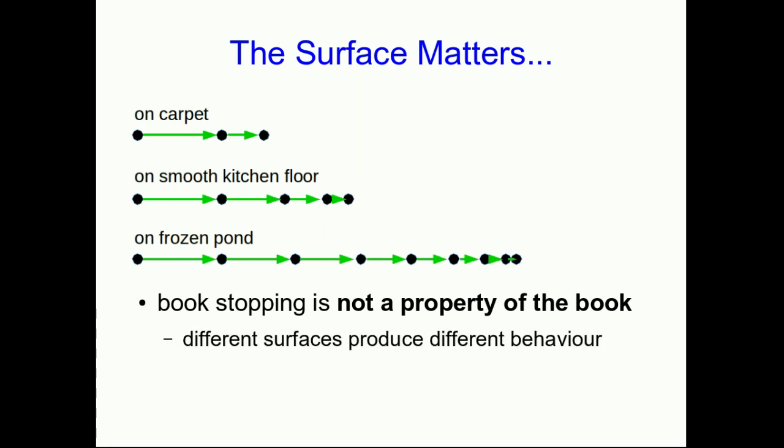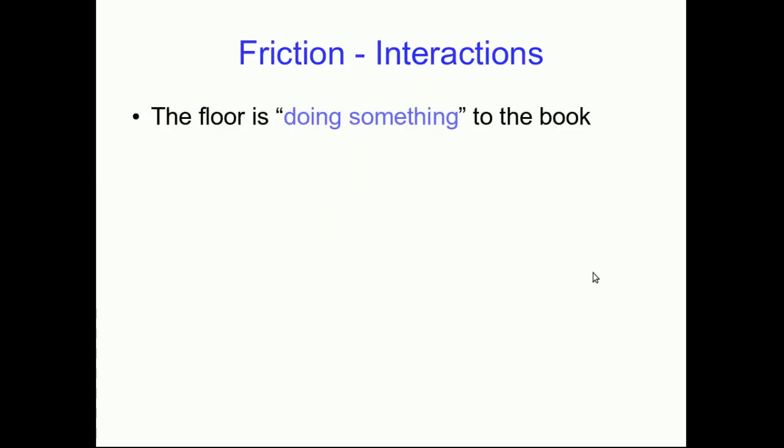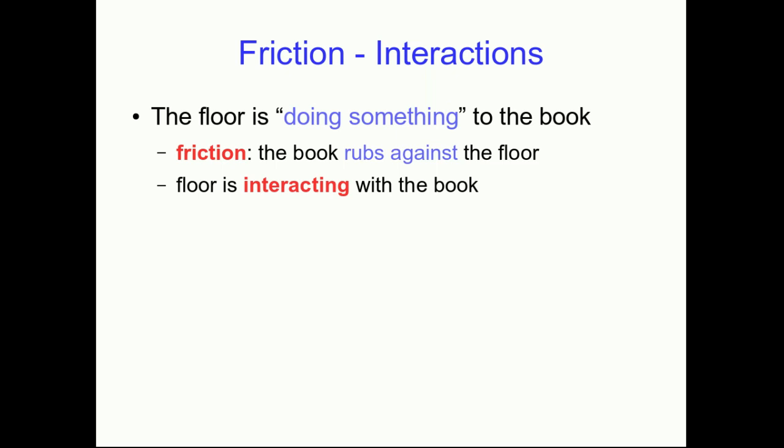Different surfaces produce different behavior of the book. So the book is stopping, presumably, because the surface is doing something to it that makes it stop. So the book is stopping because the floor is doing something to it. Well, I'm sure you know this is friction. The book is rubbing against the floor, and this is what we call friction. This is an interaction. The floor is interacting with the book somehow.